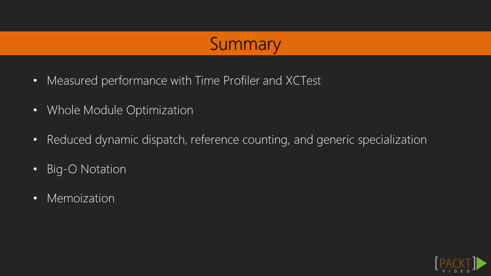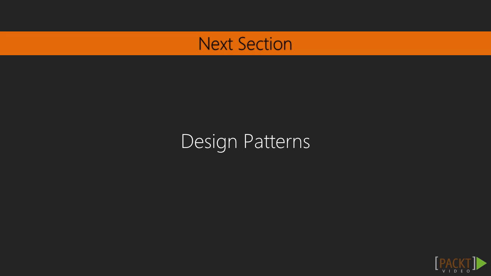In this section, we learned how to measure and inspect our application's performance with Time Profiler and XCTest. We saw how whole module optimization gives us a free performance boost and how we can improve those performances by reducing dynamic dispatch and reference counting. We also learned about how the generic specialization optimizer improves the performance of our generics. Finally, we introduced Big O notation and algorithms like Memoize. In the next section, we'll look at some common design patterns implemented in Swift.